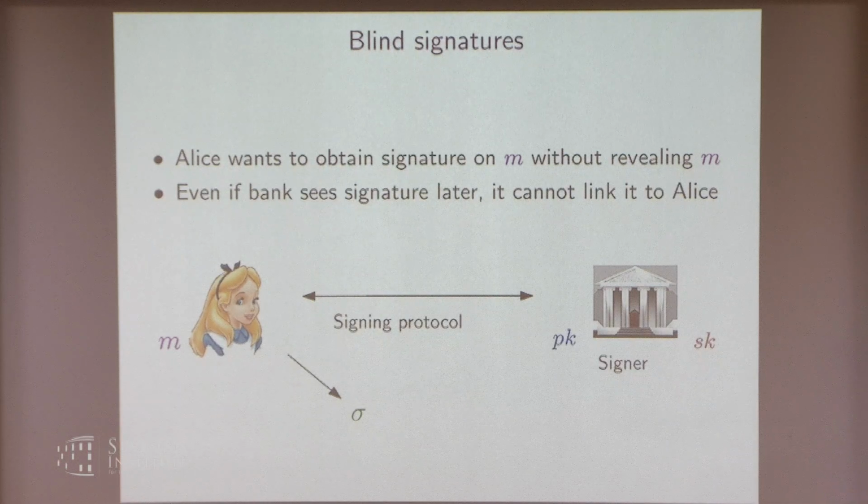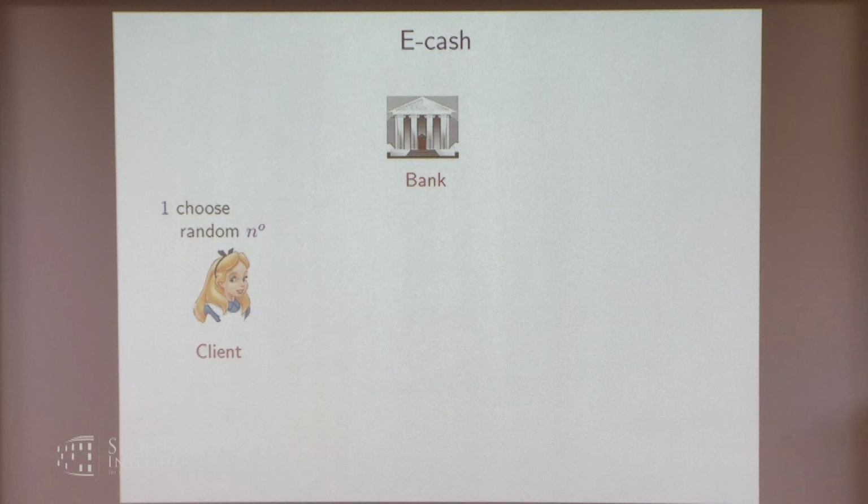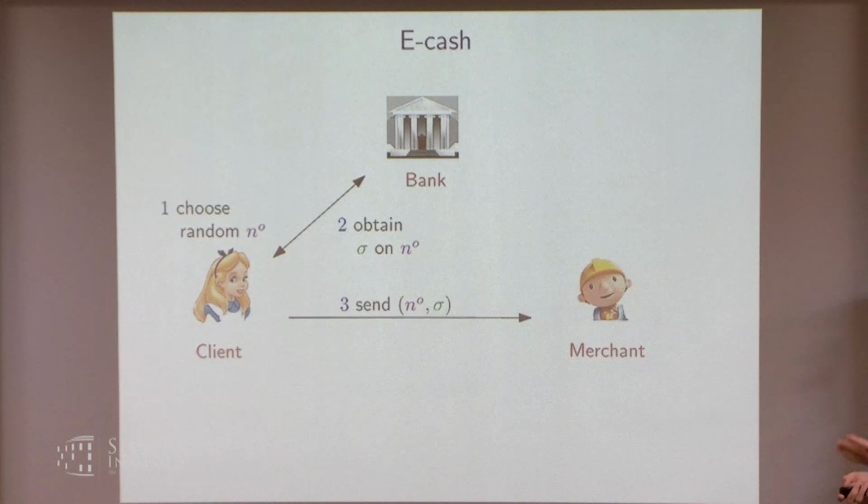Okay, and it turns out that if we have something like that, then we actually have a basic system of electronic cash, which works as follows. So when Alice wants to withdraw a coin from the bank, what she does is she chooses a random serial number. She then runs this blind signing protocol with the bank. So she obtains a signature from the bank on the serial number, and that represents her coin. Spending this coin is very easy.